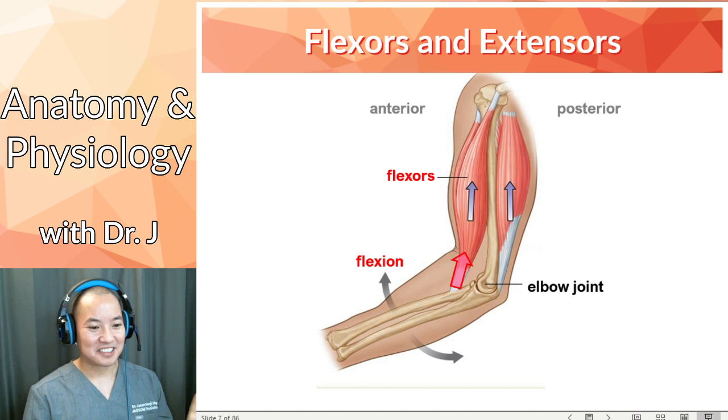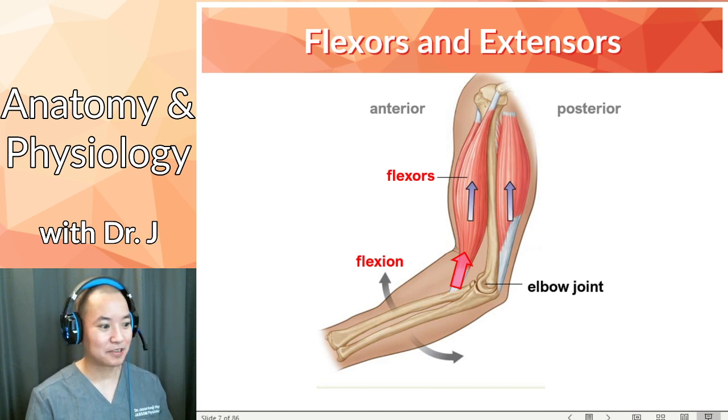Insertions pull toward origins. Got myself clear. Yeah, it's before coffee. But again, origins are the anchor. So here we have the insertion right here on the radius, and it's pulling toward the origins up here.